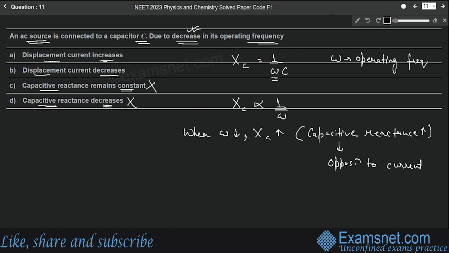Okay, so the conduction current or displacement current will decrease. Okay, so when Xc increases, the conduction current or displacement current will decrease. Okay, so option B will be the correct answer. Displacement current decreases.